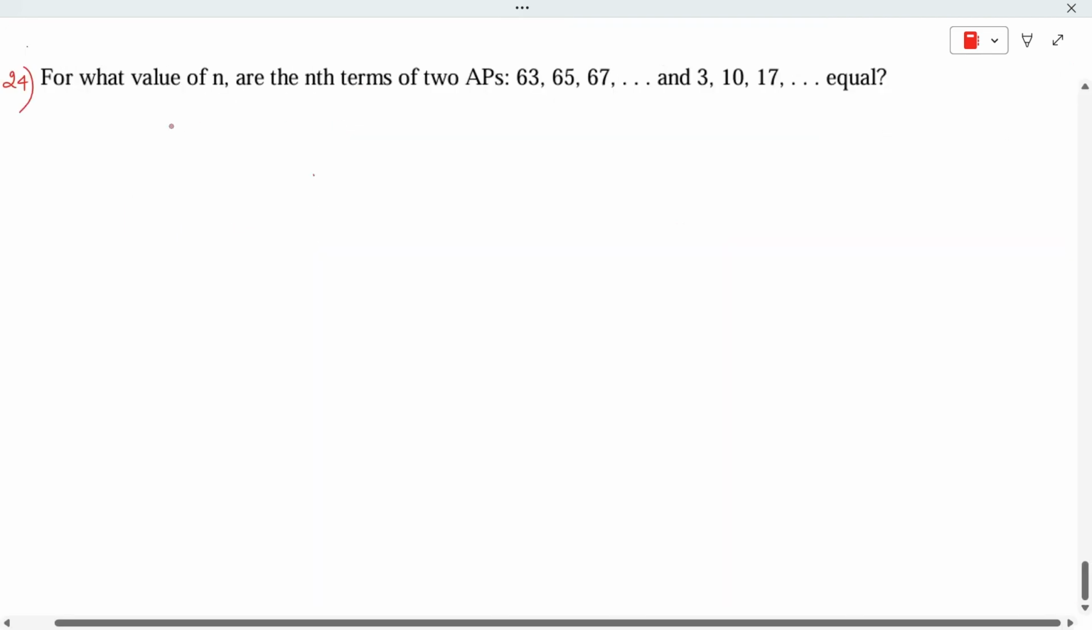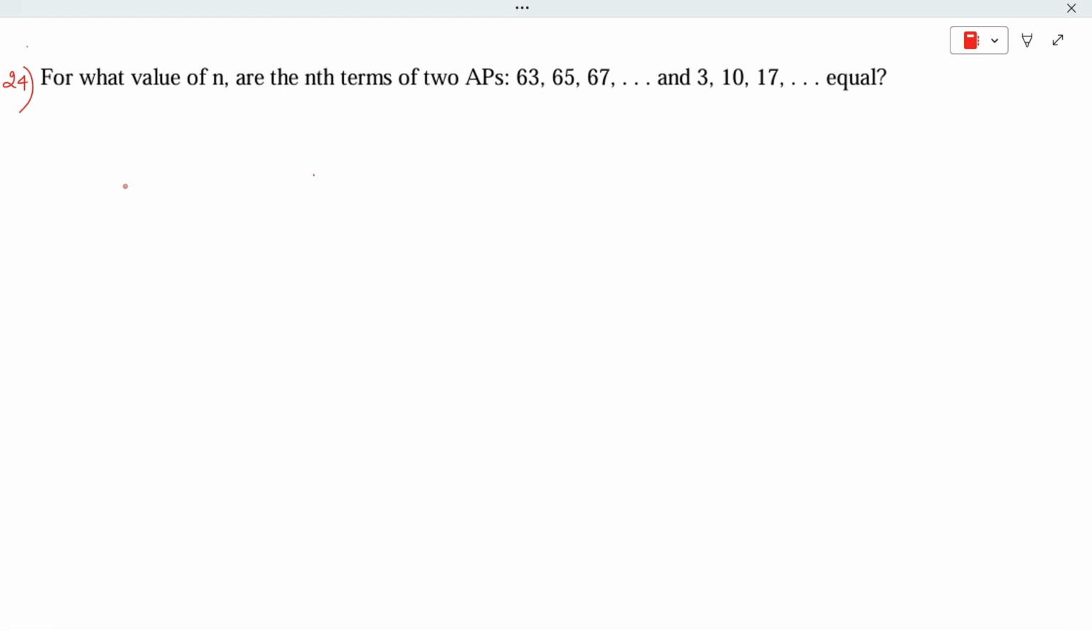Question number 24. For what value of n are the nth terms of two APs equal? The two APs are 63, 65, 67, and so on. So this is one of the progressions, and another arithmetic progression is 3, 10, and 17. So let me find the nth term for both and then I can equate them, isn't it? Because they said the nth terms are equal.